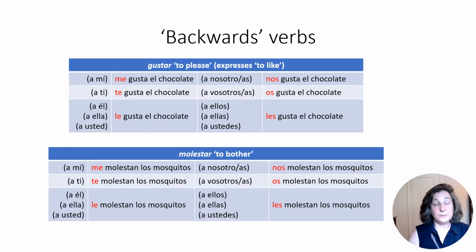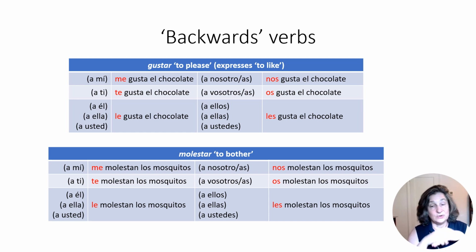I'm sure you've already run into the verb gustar, which expresses the idea of to like. However, technically, it doesn't really mean to like, it means to please. And that's why it comes out sort of backwards. So instead of saying, I like chocolate, which would be with yo and I guess gusto, you're really saying that the chocolate pleases me, or the chocolate is pleasing to me. That's why you say, me gusta el chocolate. Likewise, te gusta el chocolate, le gusta el chocolate, etc. The only thing that's changing is who is the chocolate pleasing to.